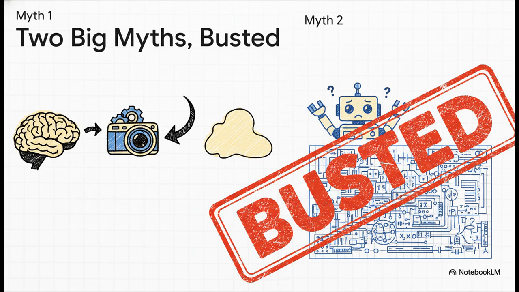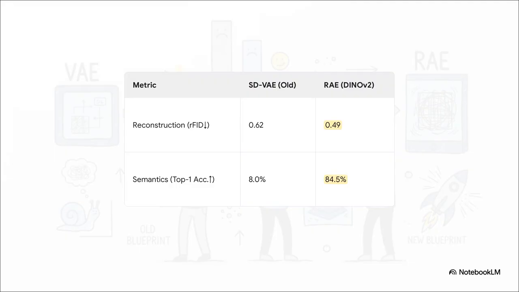So, what were these two big myths? Well, first, everyone kind of thought that AIs that were good at understanding the meaning of an image, what's actually in it, couldn't possibly be good at reconstructing all the tiny pixel-perfect details. And second, the conventional wisdom was that the AI builder, the diffusion model, just couldn't handle the super complex, detailed blueprints these smarter AIs would make. And oh boy, did the data prove those myths wrong.